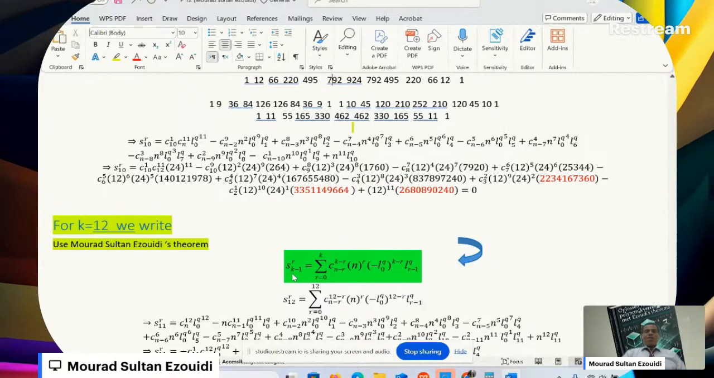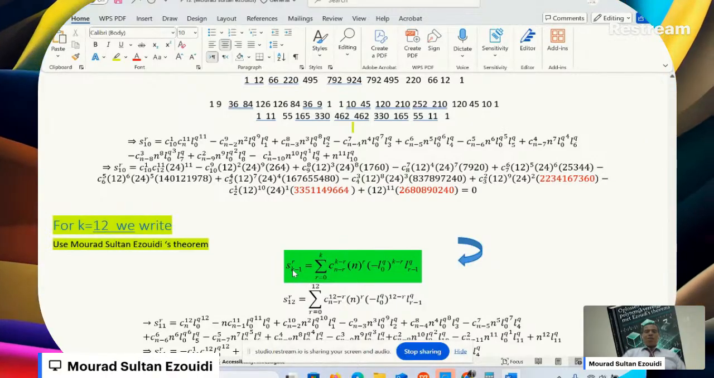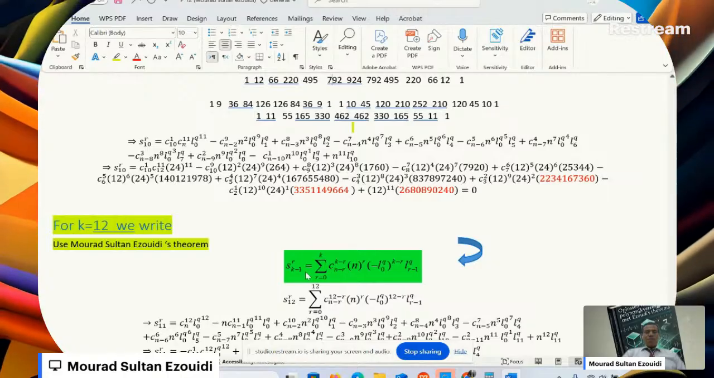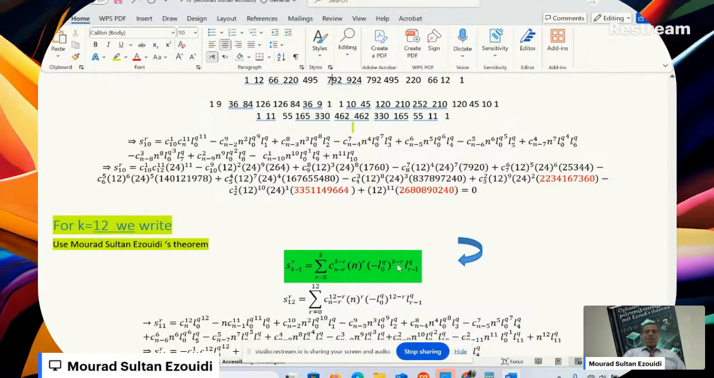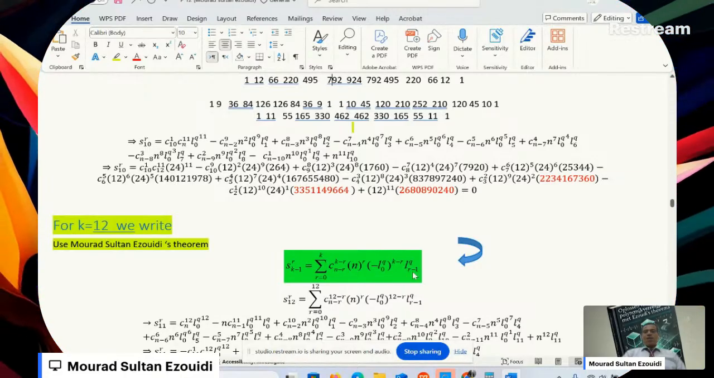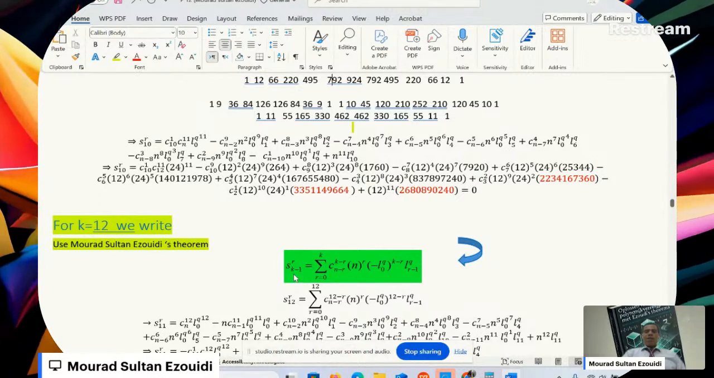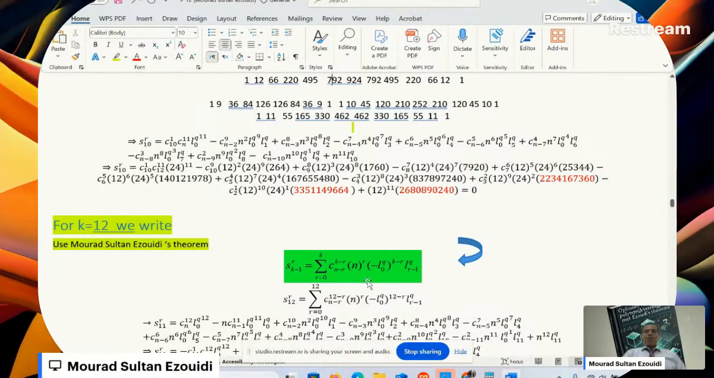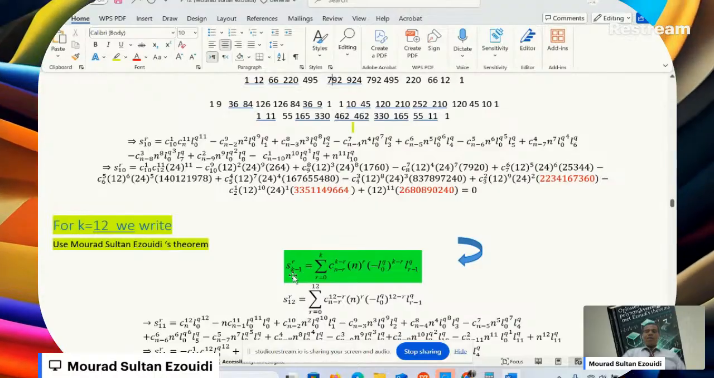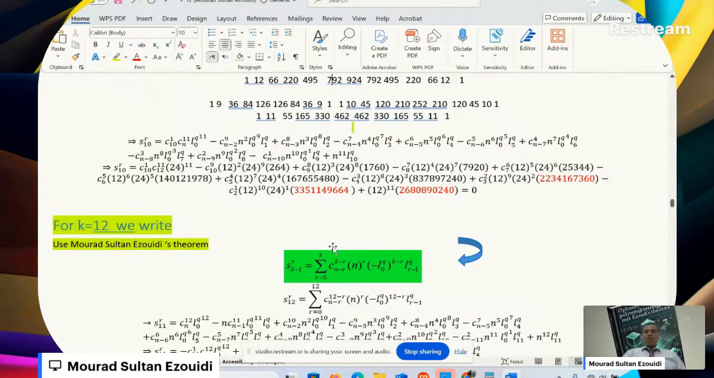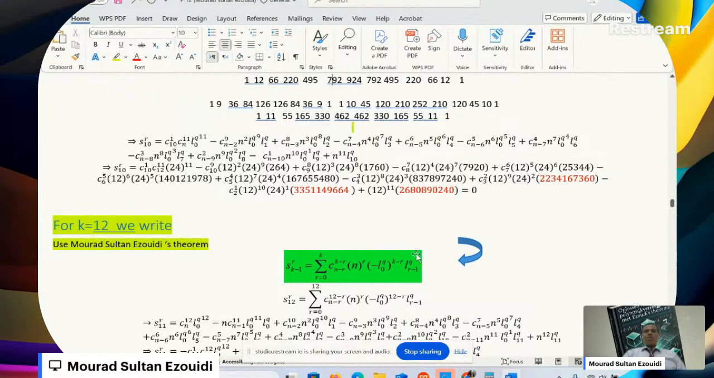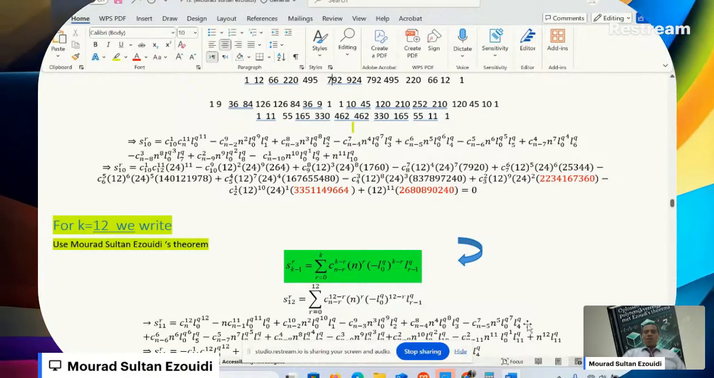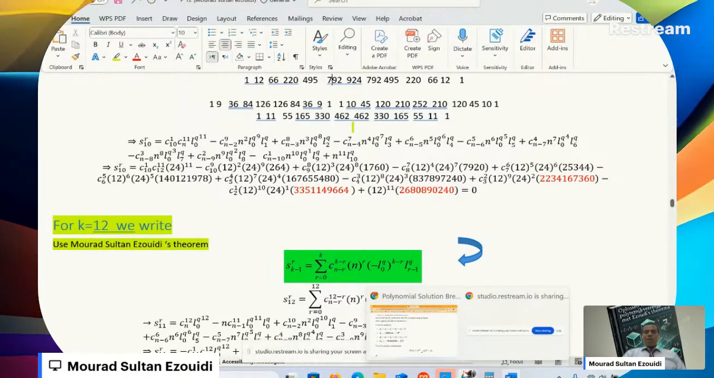Okay, just put K for it. To find the S6, put K equal 7. 7 minus 1 is 6. Then make the expansion and simplify this formula. To find the S8, you should put 9 minus 1. Up to S11 means 12 minus 1. Just use the theorem of Mourad Sultan Ezouidi, then everything will be clear for you.